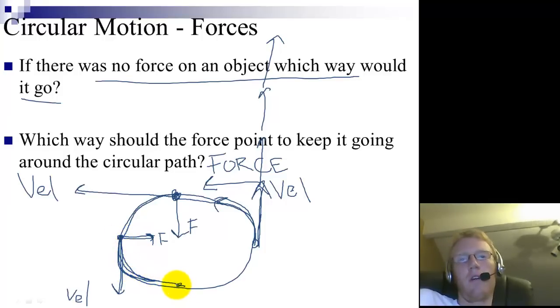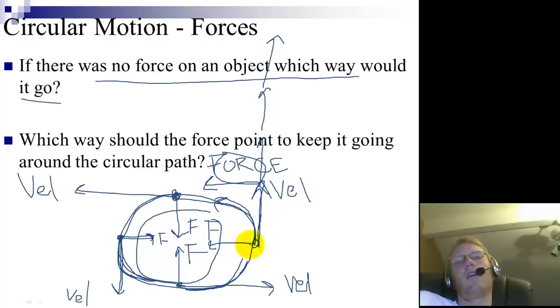Okay, now you're right here, your velocity is this way. You actually want to curl off to your left. How do you curl off to the left? You have a force push you to the left. And this force was to the left, so I'll just draw it in right here. So what do these 4 force arrows have in common? They all point towards the center of the circle.